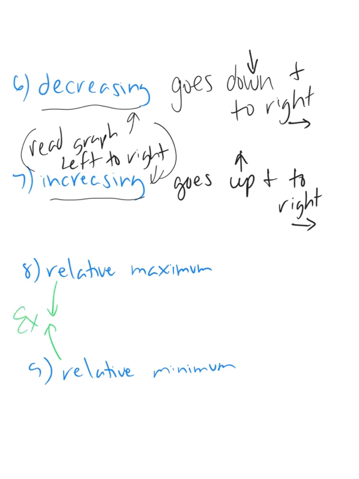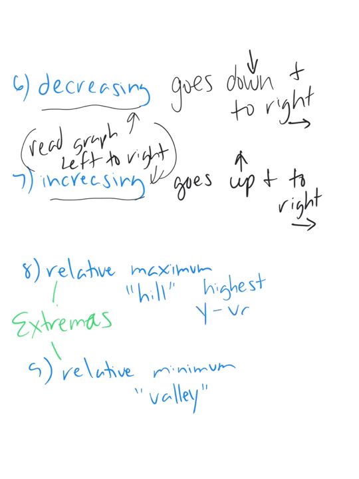You might hear it called extreme. Let me fix that. So you might hear in your homework extrema. It's your highest. So maximum is like a hill. Minimum is like a valley. Everyone knows what a valley is, right? Where the rivers are. So this is the highest y value, and this is the lowest y value.